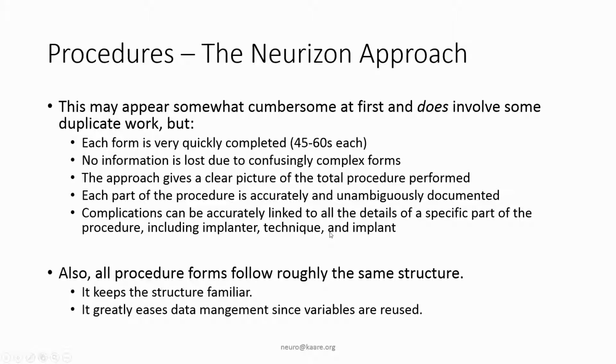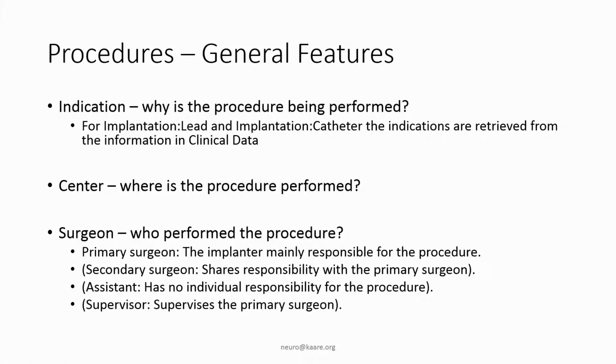As a general feature for all procedure registrations is, first of all, indication: why is this procedure being performed? In the case of implantation lead and implantation catheter, the indications are retrieved from the information you have already entered into the clinical data form. In case of revision or explantation, there is a list of choices, so you can choose why, not why the patient is being treated, but why you perform this procedure, that is, why do you choose to revise or explant this particular piece of equipment.